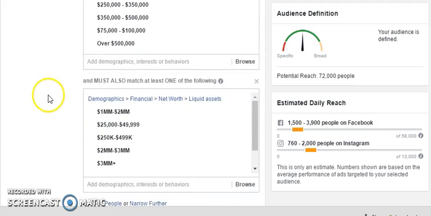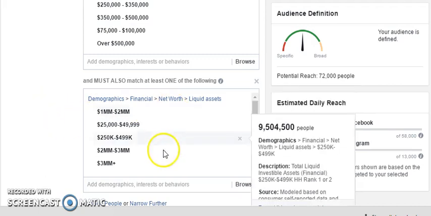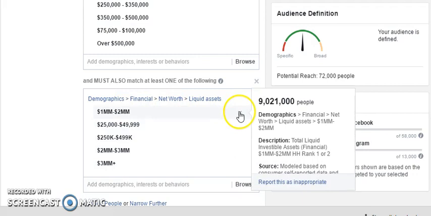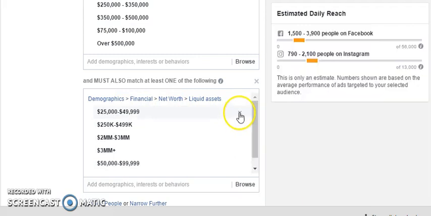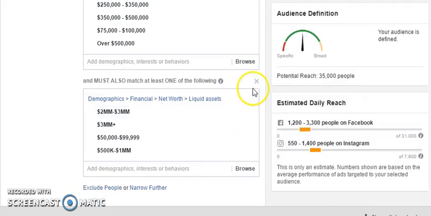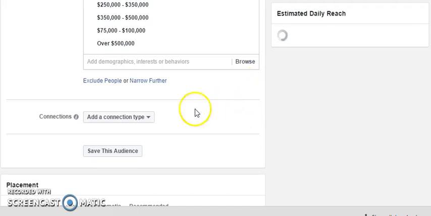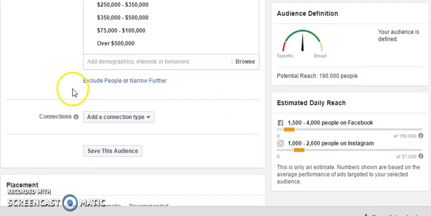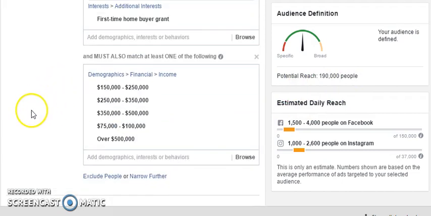So they're going to see your video, and they're going to go through the same process, and they're going to reach out to you. Now, let's say you wanted to take out the liquid assets. Obviously, if you take out the liquid assets, your group of people and things are going to change. If you totally eliminate this, like you see, the numbers will adjust, of course, and your potential reach will be larger. So now you're reaching first-time home buyers with an income.